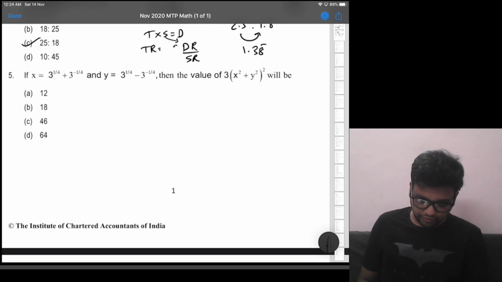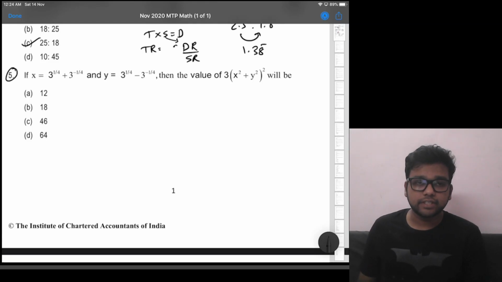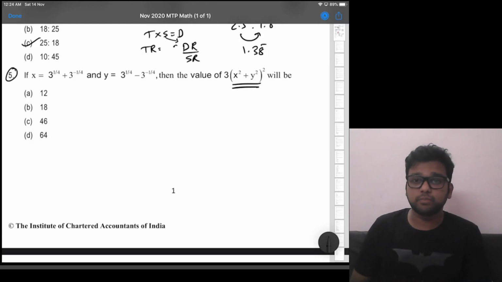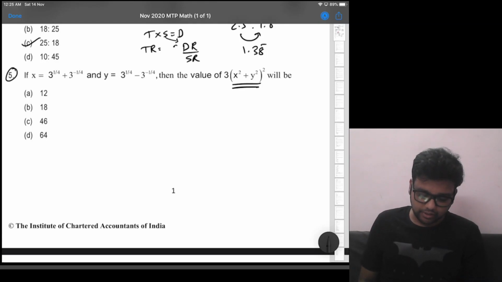Fifth one. Now the fifth is a very good one. These kinds of questions have a shortcut using calculator. You have to solve them using calculator. You should not go into algebraic expansion. Don't do (a plus b) whole square and everything. Let's see what is given.